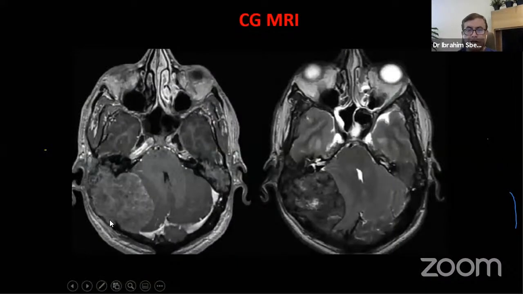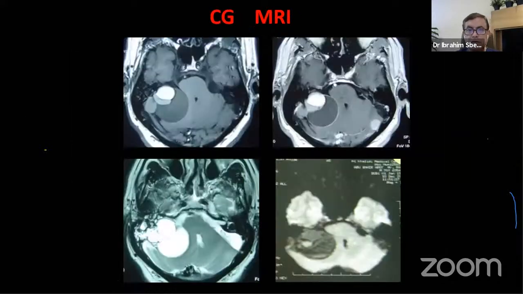This is a giant cholesterol granuloma, not in my series. Again, a large one here, cholesterol granuloma. This is one of the larger granulomas. This is from my series, a very large giant, more than 4 centimeters in diameter, cholesterol granuloma. I will present this at the end of this presentation.